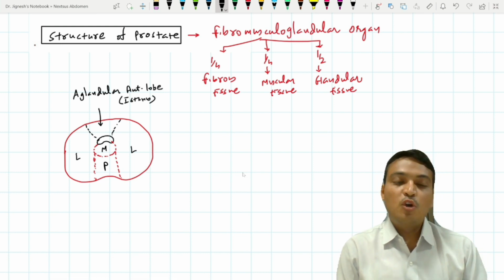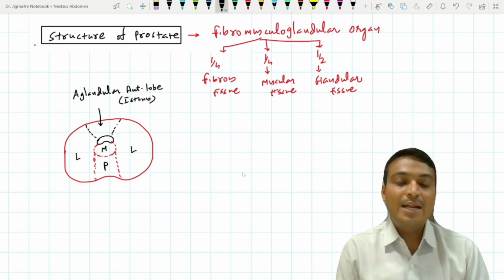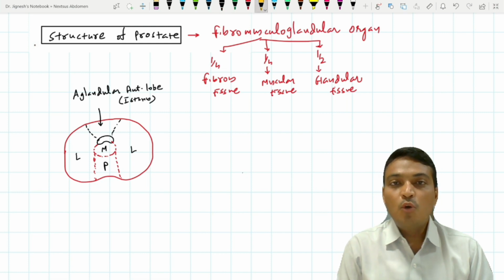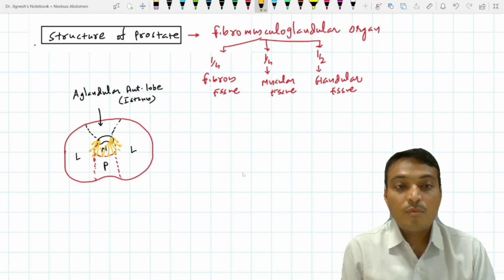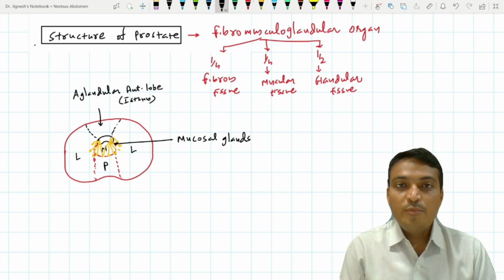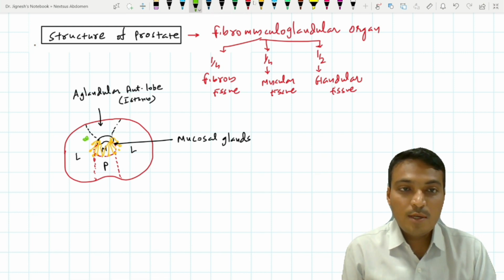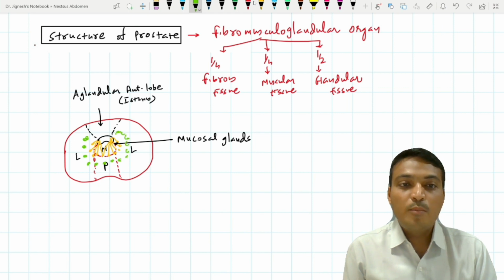So when we see the structure of the prostate, we find three types of glands, and these three types include the mucosal glands, submucosal glands, and the main prostatic glands. Out of them, the mucosal glands are situated just near the mucosa, and they open directly into the prostatic urethra. Just outside the mucosal glands, we find the submucosal glands, and these submucosal glands drain into the prostatic urethra via a duct.